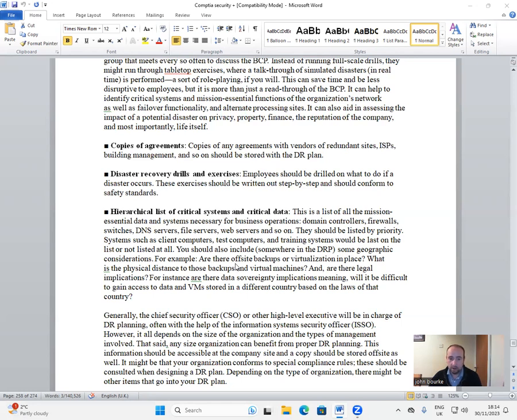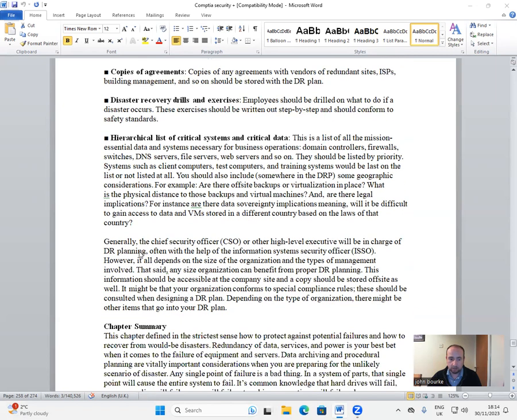For example, are there offsite backups of virtualization in place? What is the physical distance to those backups and virtual machines? And are there legal implications? For instance, are there data sovereignty implications, meaning will it be difficult to gain access to data and VMs stored in a different country based on the laws of that country?